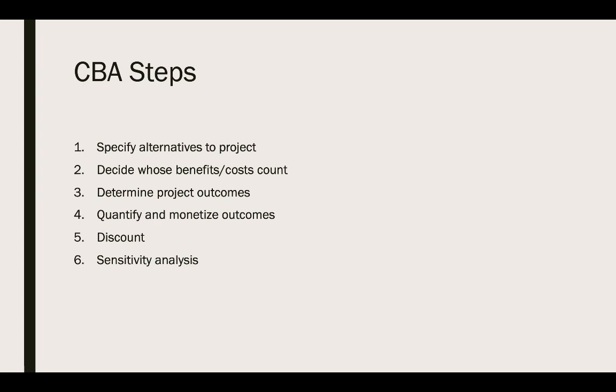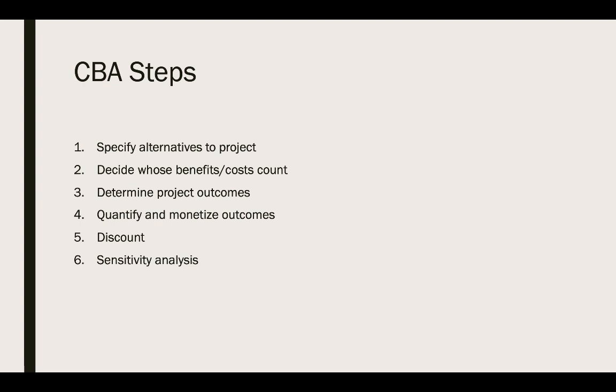Second step, we're going to decide whose benefits and costs count. So is it everybody in the world? Probably not. If I'm implementing a program here in North Carolina, I'm probably not too concerned about citizens in Germany. So we're going to define our area, define both geographical and who benefits and who does not benefit, and how they count. Third step, we're going to determine our program project outcomes. What are we hoping to gain, and how can we measure those gains? How can we measure those outcomes?